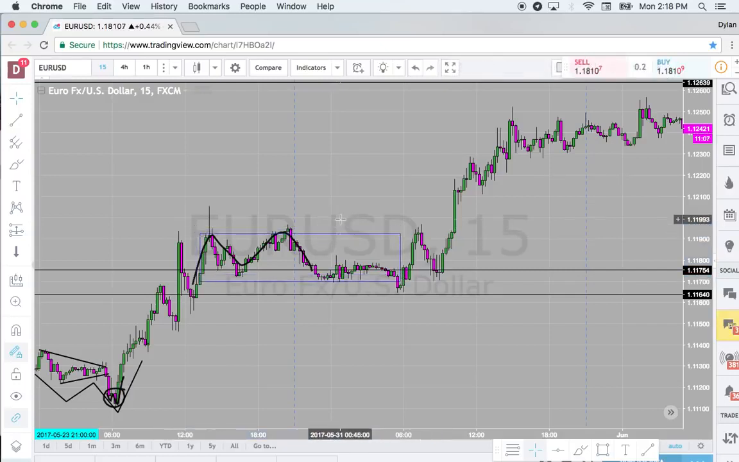So Forex is a lot easier once you see it for what it actually is, and not using all these indicators and all this other junk that is just there to confuse you and get you to not be aware of what's actually going on.